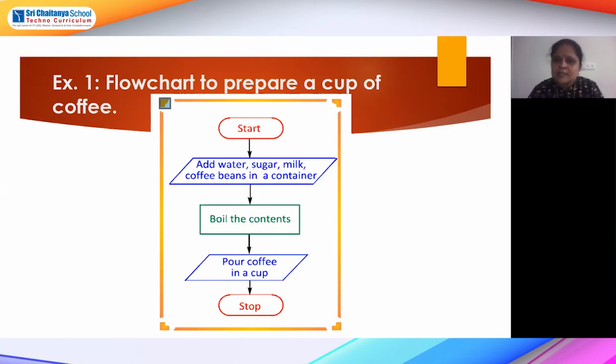So boiling is a process in this example, so it is written in a process symbol. Boil the contents. After boiling, what do I get? I get a coffee which I have to filter, right? So you can see in the input output symbol, again I have written pour coffee in a cup, which means here I am just filtering the coffee. So my coffee is ready now, so I have to stop, right? So again I am using a terminal symbol to stop the execution.